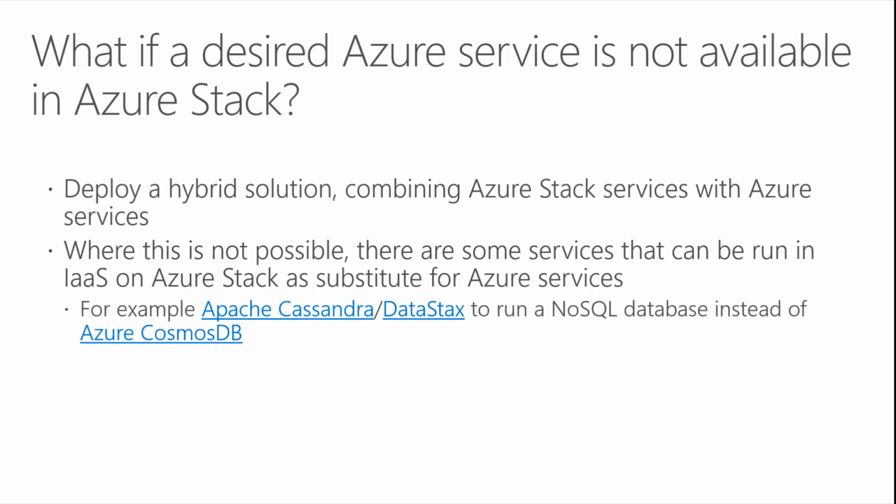So what if a desired Azure service is not available in Azure Stack? Well, you can deploy a hybrid solution combining Azure Stack services with Azure services. And where that's not possible, some services can be run in IaaS on Azure Stack as a substitute. For example, Apache Cassandra DataStax to run a NoSQL database instead of Azure Cosmos DB. So you can possibly build it as long as Azure Stack supports the required machines or the sizes and things like that. But again, if you're going to do that, one of the best ways to test it is with an ASDK, the Azure Stack Development Kit, before you deploy it.